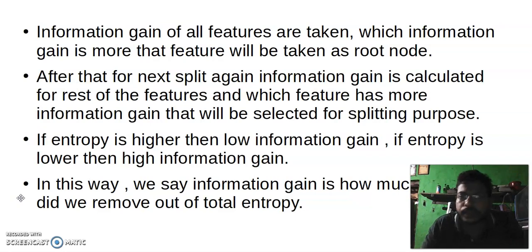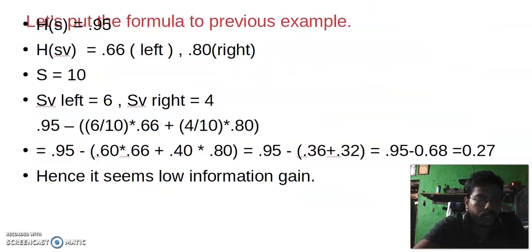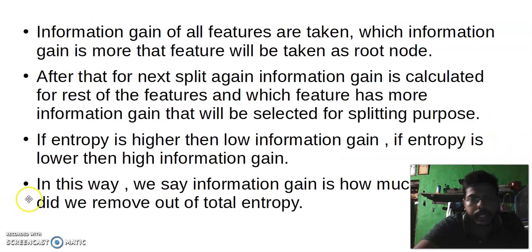So the information gain of all features is taken. The feature with more information gain will be taken as the root node. I have already explained. After that, for the next split, again information gain is calculated for the rest of the features, and the feature which has more information gain will be selected for splitting. If entropy is higher, then information gain is low. If entropy is lower, then information gain is high. I have already shown, here 0.95 minus 0.68, where 0.68 is the entropy. Entropy is higher, that's why we are getting low information gain. If this entropy were lower, then we would have received high information gain.